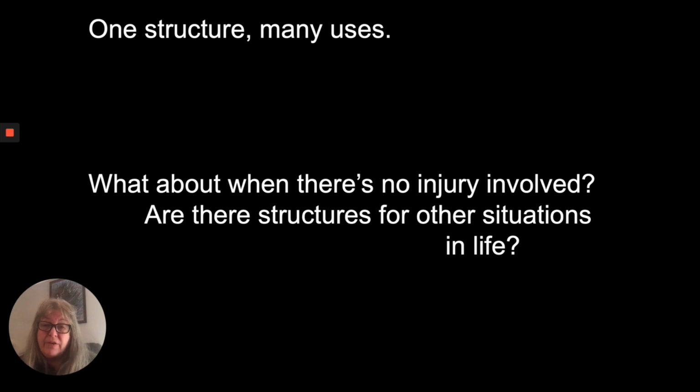So what about when there's no injury? No damage, there's something else going on. Are there structures to use for other situations in our lives? Yes, and that's coming next.